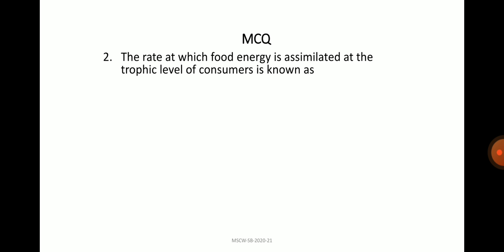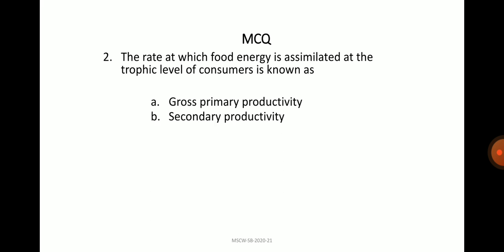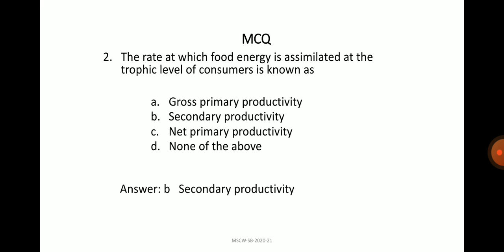The next question is, the rate at which food energy is assimilated at the trophic level of consumers is known as option A, gross primary productivity, option B, secondary productivity, option C, net primary productivity, and D, none of the above. So can you guess the answer? The answer is option B, the secondary productivity.